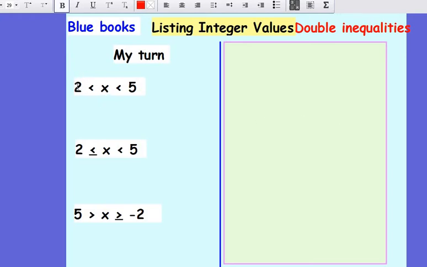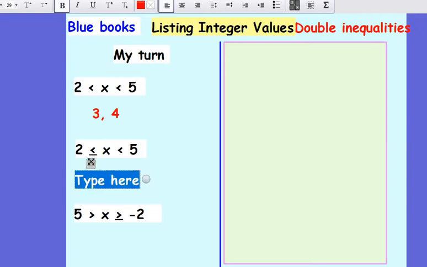Okay, so I've got x is greater than 2 but less than 5. I haven't got that equal sign in there, so I know I cannot include the number 2. However, I can include the number 3, as that's greater than 2 and less than 5. And I can include the number 4. So that's my first answer.